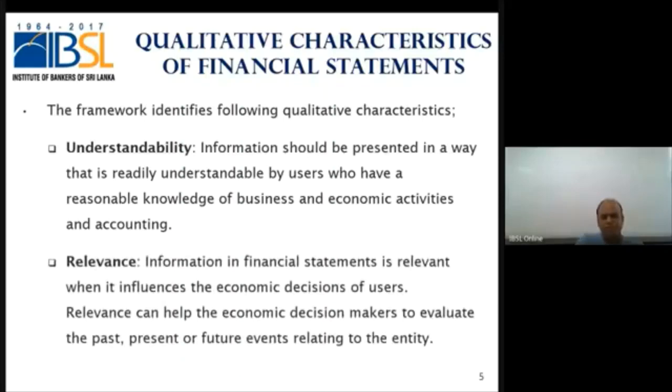Secondly, we call it relevance. The information in financial statements is relevant when it influences the economic decisions of users. So we learn what an economic decision is. Now you have produced a set of financial statements, and if that financial statement is not useful for me to make an economic decision, then it is not relevant.